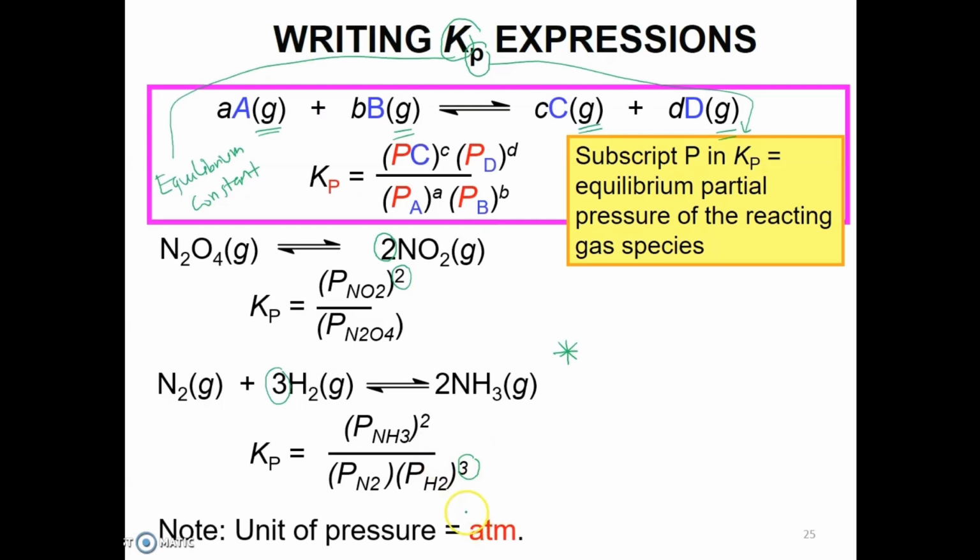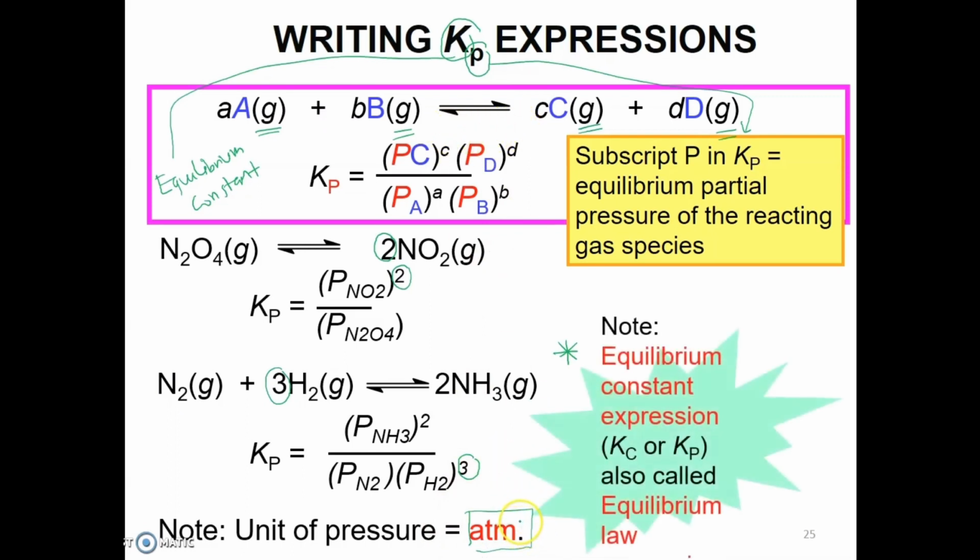And highlight this because this is also important. The unit of pressure for each of the gaseous species must be in the unit of atm. And please highlight this as well. The equilibrium constant expression, which is Kc and Kp, are also called equilibrium law.